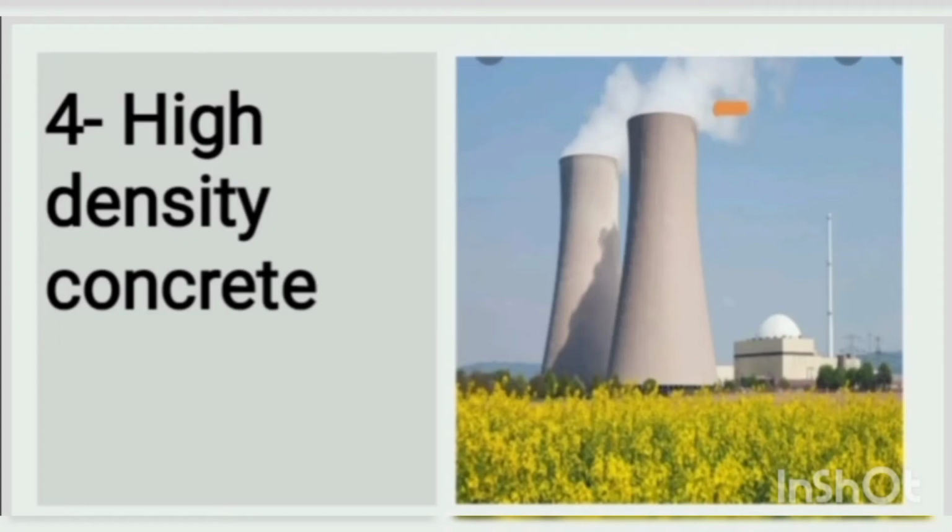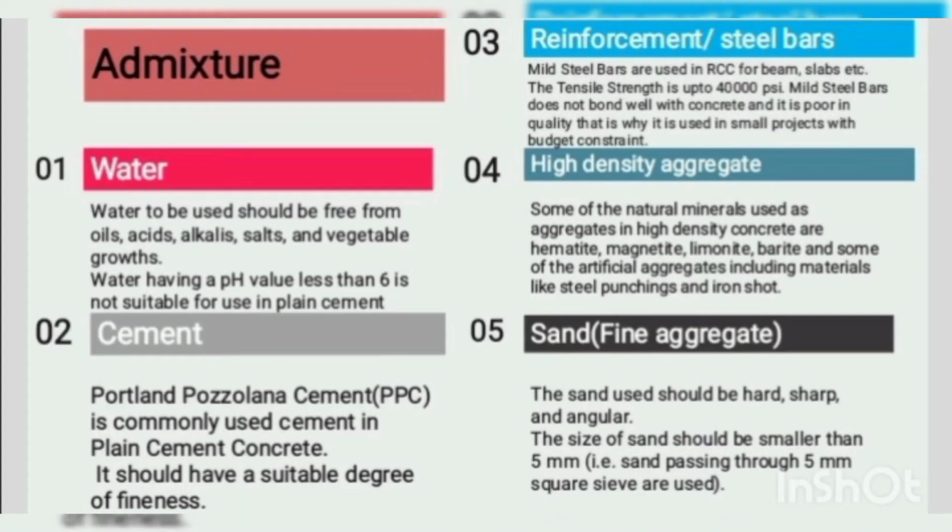High density concrete. The simple difference from RCC concrete and simple concrete is that in high density concrete we use high density aggregate to make the concrete heavier. We add some admixtures and some aggregate to make a heavier concrete than simple concrete.